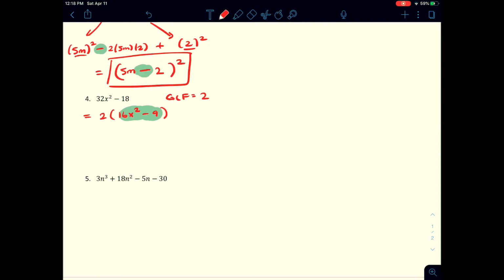A couple things you should notice here is that there's 2 terms and there's a difference. Not only are there 2 terms, but each of these terms can be written as something to the power of 2. 16x squared is 4x to the power of 2. 9 is 3 to the power of 2.